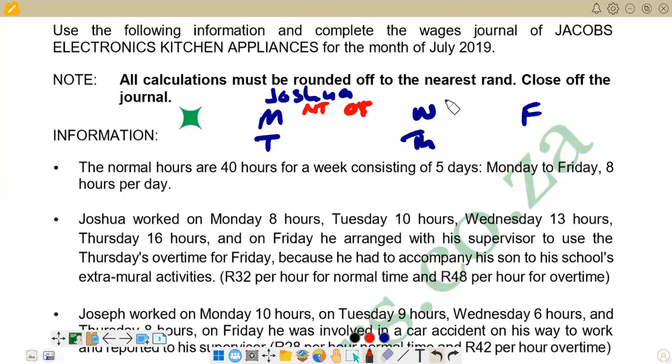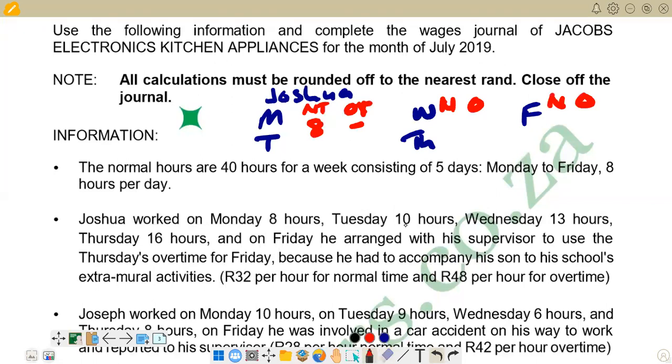We've got normal time and overtime. The same here, normal and overtime. So for Monday, we are told that Joshua worked 8 hours, and we know that we have 8 hours per day. So it means all the normal hours we are working, so there's no overtime on Monday. So here normal time is 8 hours, then overtime there's nothing.